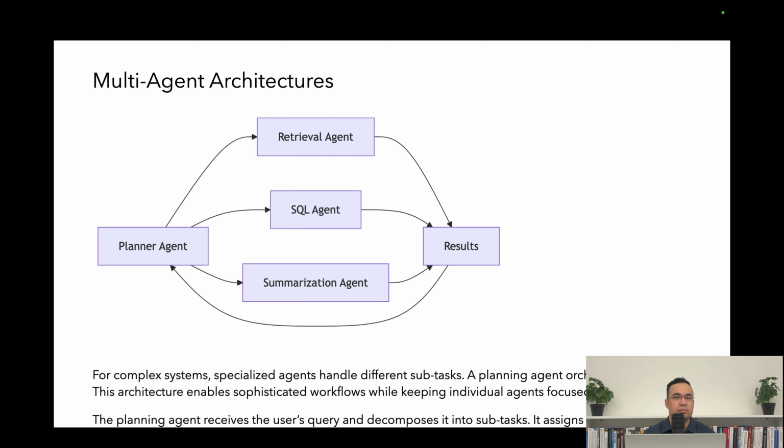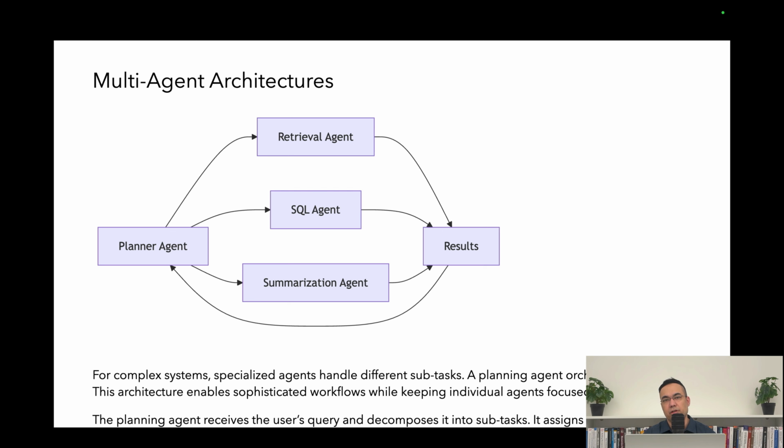A retrieval agent specializes in document search. It handles query formulation, retrieval execution, and result evaluation. A SQL agent specializes in structured data queries. It translates natural language to SQL, executes queries, and formats the results. A summarization agent condenses long documents or large result sets. A verification agent checks the claims against sources.